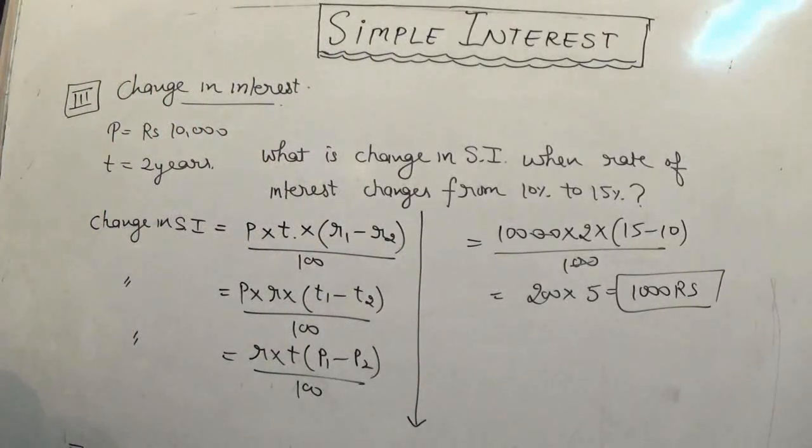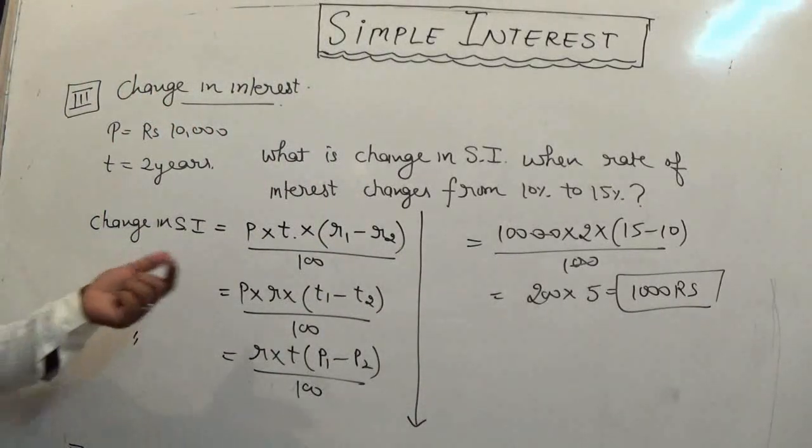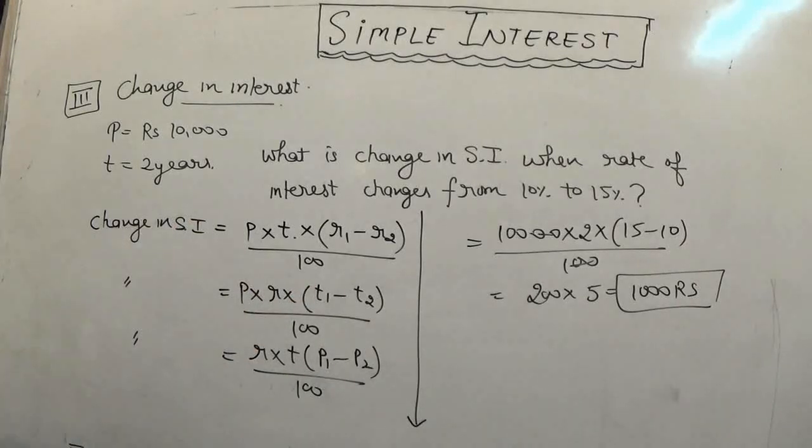That means the question may be of any type. It may be one where a change of time is given and we have to find the change in simple interest, or the question may be one where two different principals are given with the same rate as well as the same time, and we have to find the change in the simple interest. In all these types of questions we can apply this and we are in a position to get our answer.